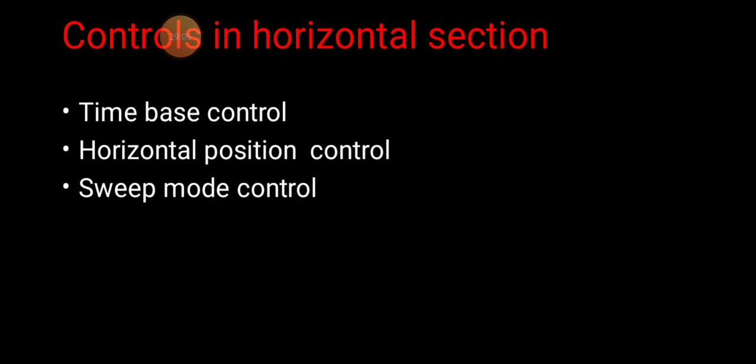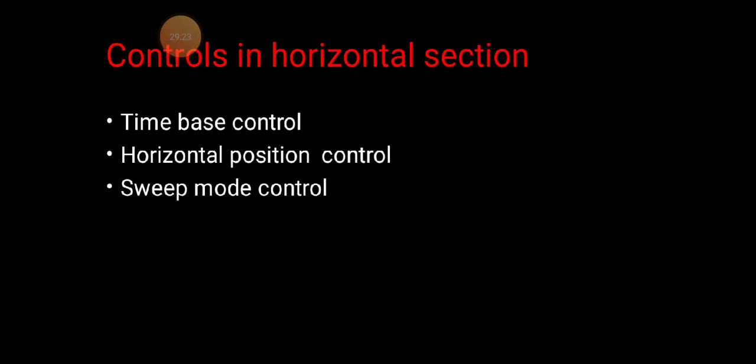And the last one is the sweep mode control. This is the selector switch used to select the mode, such as automatic or auto mode, normal mode, or single sweep mode. And all these knobs are available on the front panel of the CRO.